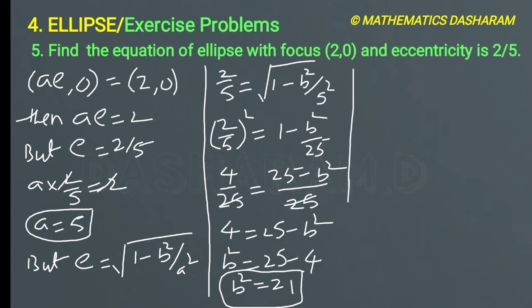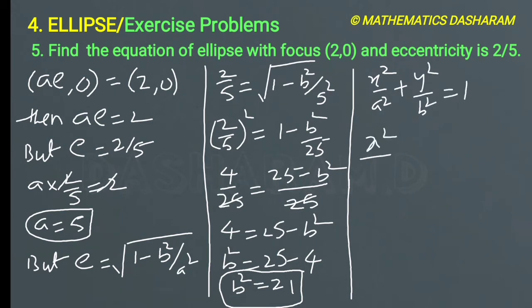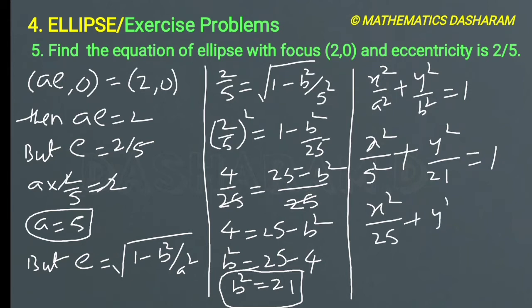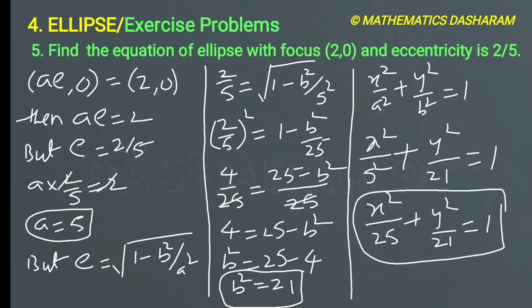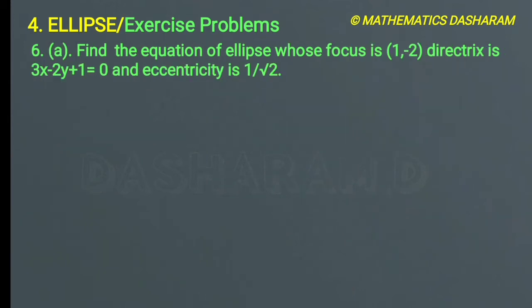So the standard form of an ellipse is x square by a square plus y square by b square equals 1. Here the a value is 5, so 5 square, and y square divided by the b square value, that is 21, equals 1. x square by 5 square is 25, y square divided by 21 equals 1. So this is our required equation of the ellipse.